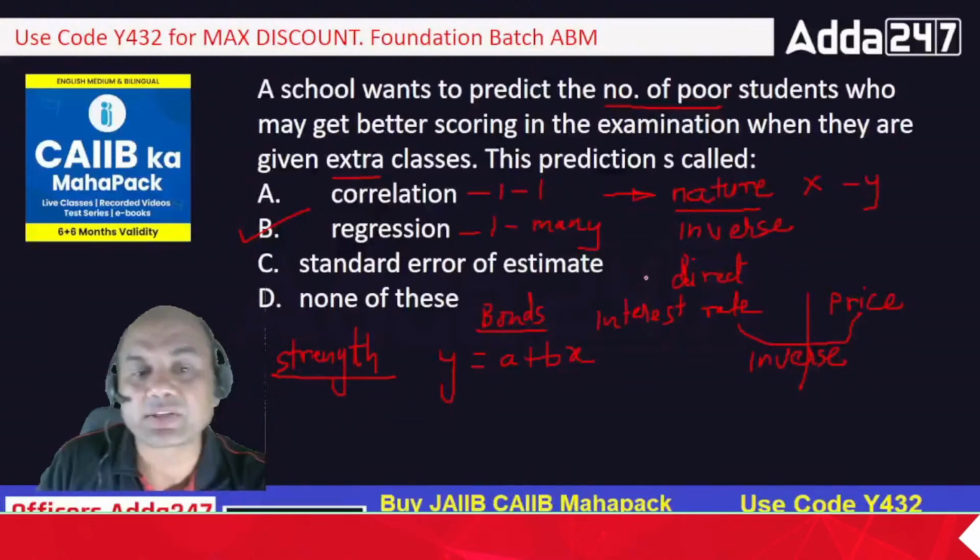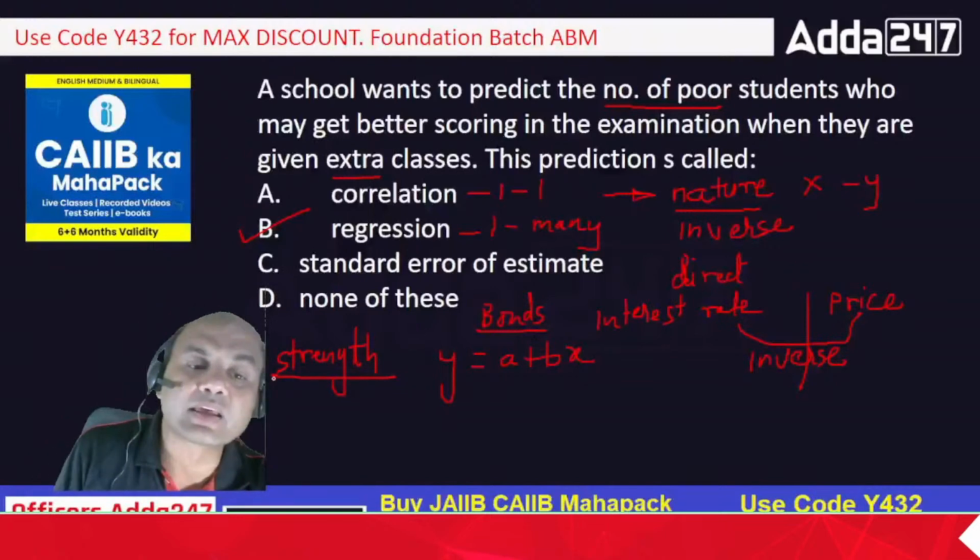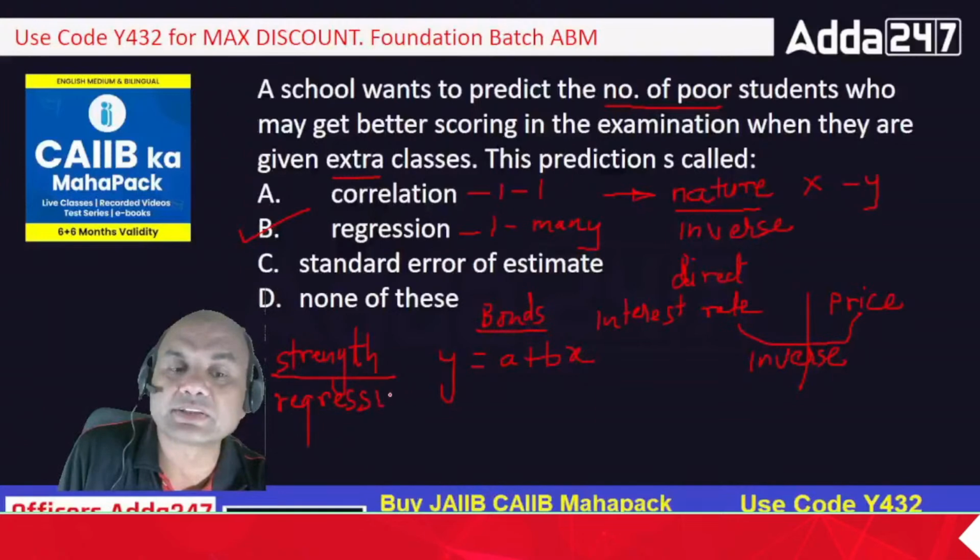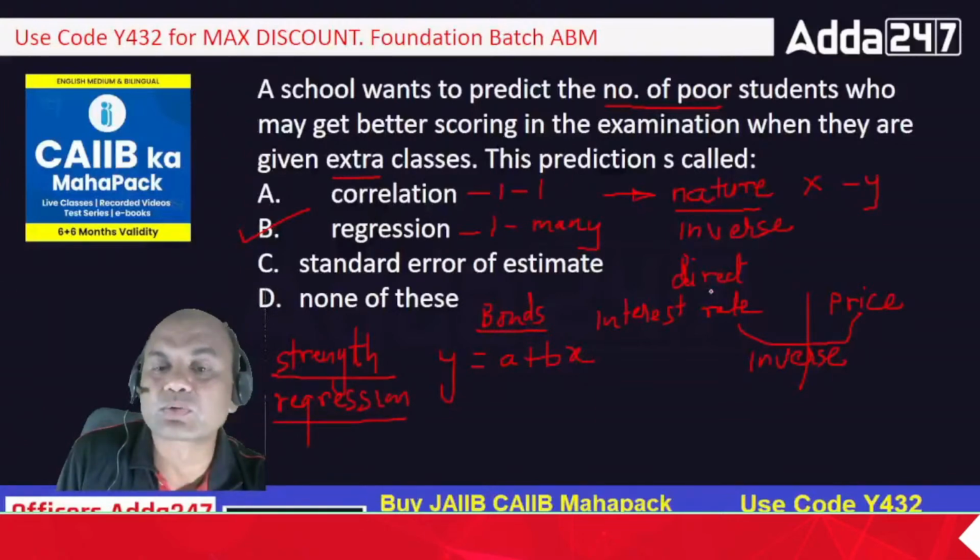We'll see that. I'm having the question over here. So regression will always be an equation. Remember this: regression is always an equation, whereas correlation is always a single number.